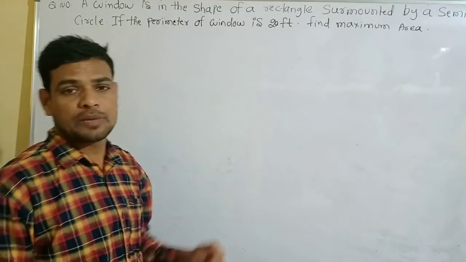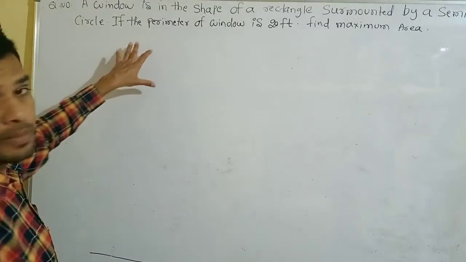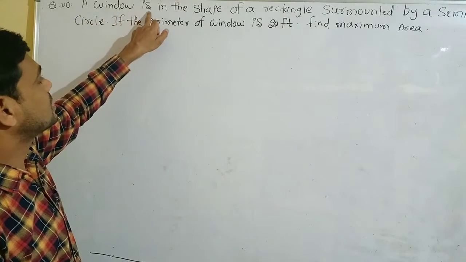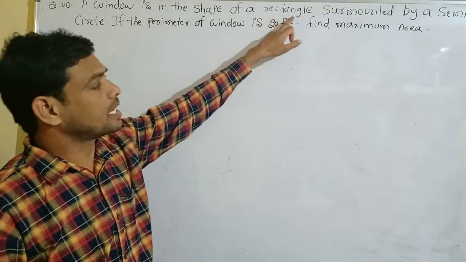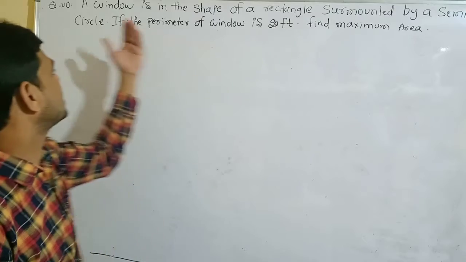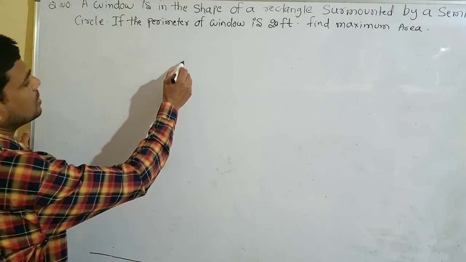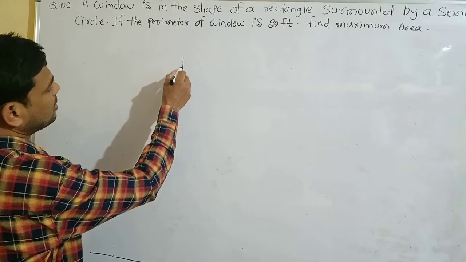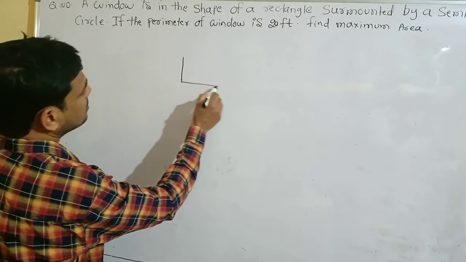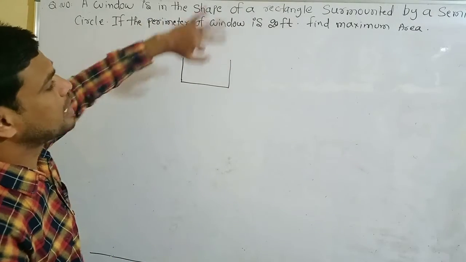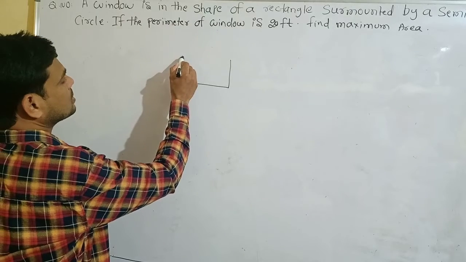Now I am discussing maximum and minimum questions, local maxima and local minima. A window is in the shape of a rectangle surmounted by a semicircle. Here, rectangle, okay, surmounted by a semicircle.